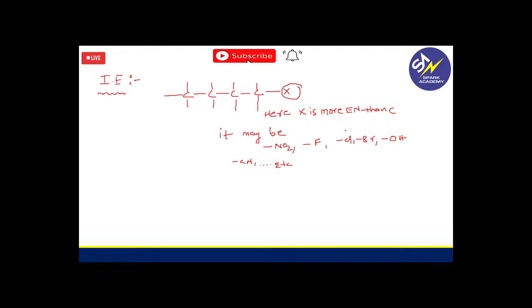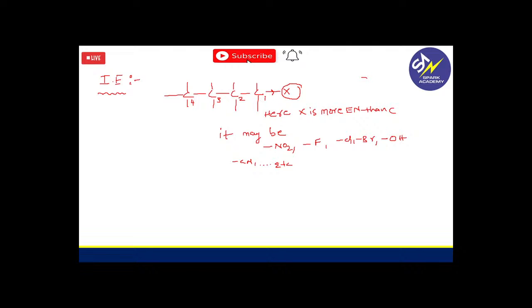Now see here, X is the more electronegative atom. Now I am giving numbers to the carbons. This is carbon number 1, this is carbon number 2, carbon number 3, and carbon number 4. Here X is more electronegative than carbon, so bonded electrons are migrated towards X.